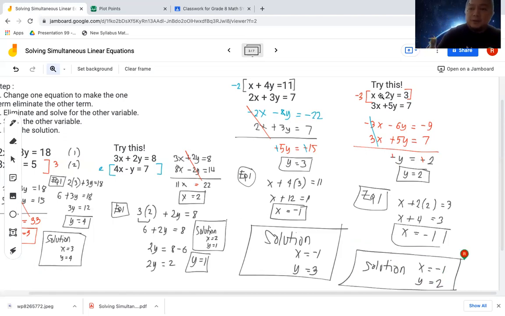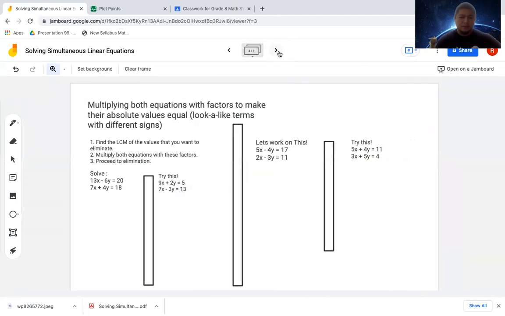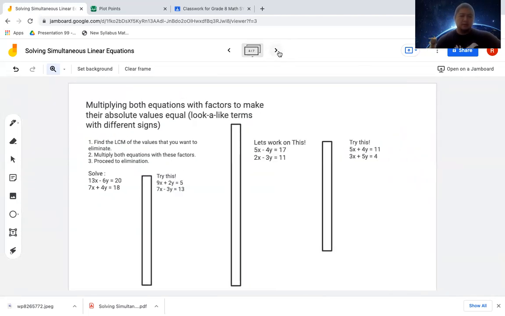Okay, I hope you were able to get this part. Now we're going to move on to this part of the equation. In these particular values, none of the terms of x and y can be converted for it to look like the other.